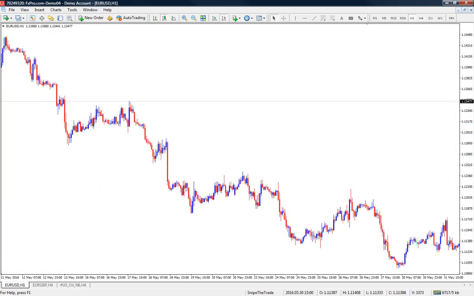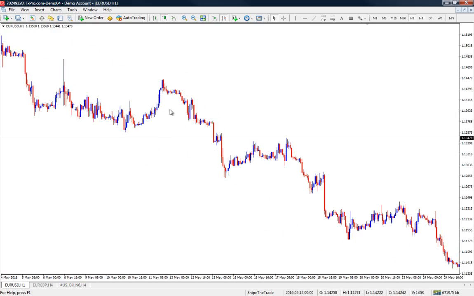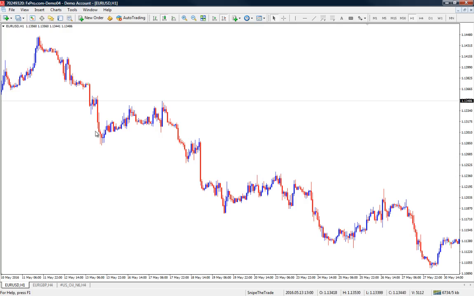Let's go to the Euro USD. We are in a down move, so we are looking for absorption on the areas of demand, and these areas of demand are going to become supply. So we're going to start by locating this zone. Right here we have the first area, okay, that was broken.